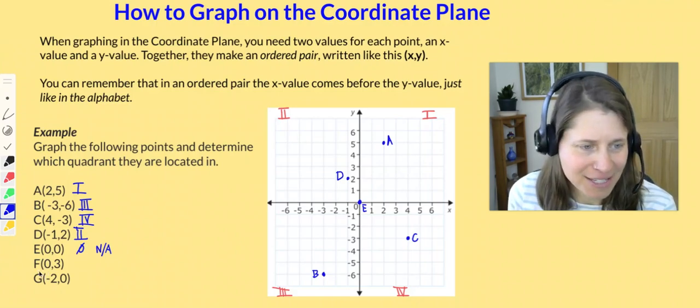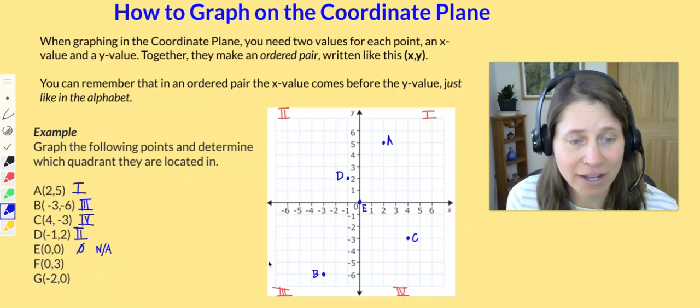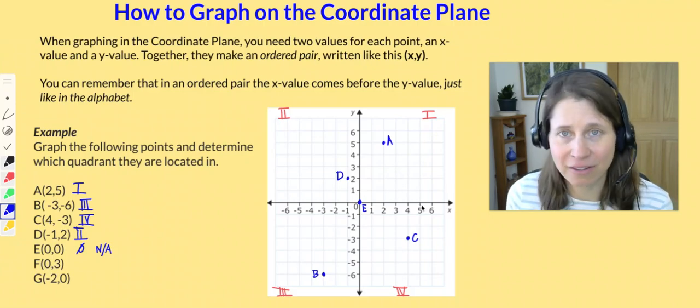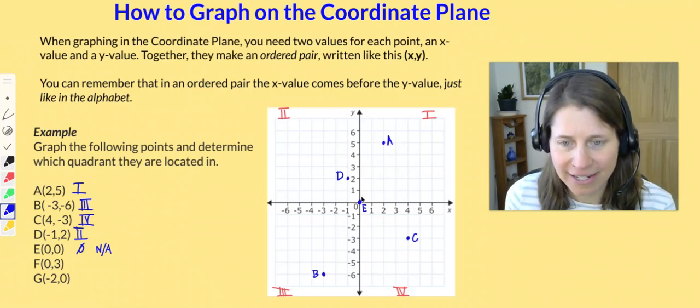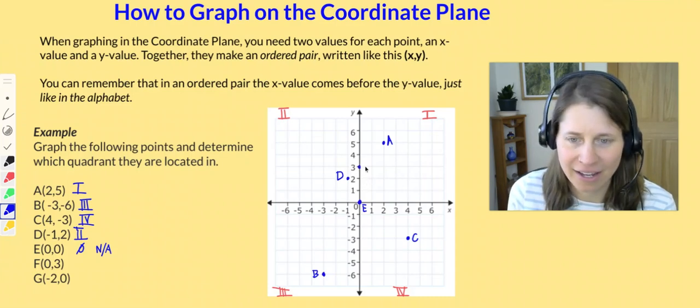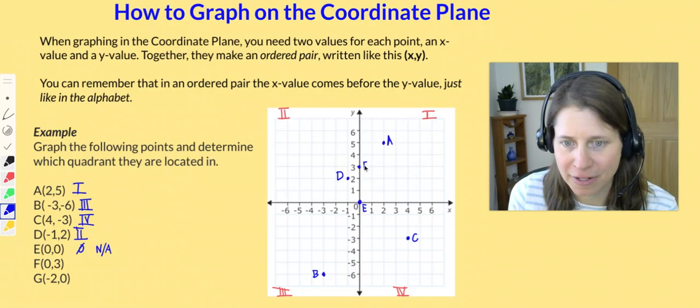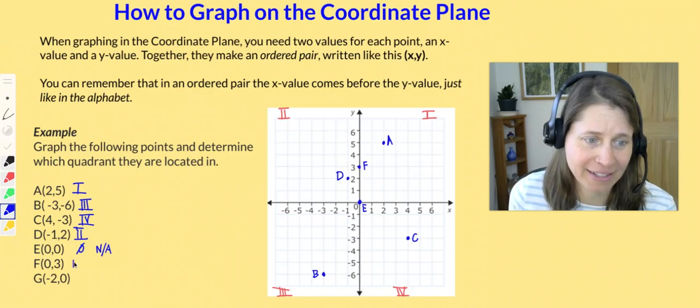All right, now the next one is also a little different because we can see that one of the values is 0. In this case, x is 0 and y is 3. Where do you think that's going to go? That's a little different. X is 0 and y is 3. That's actually going to be right here on the y-axis, and that's point F. And again, there is no quadrant for that. It's right on the y-axis.